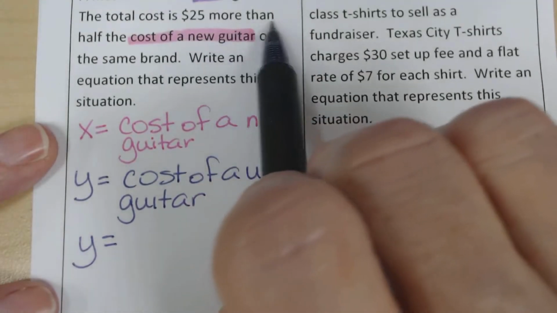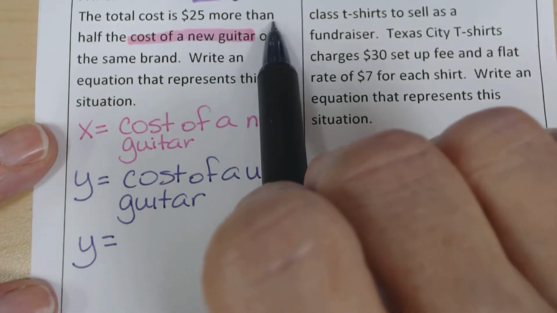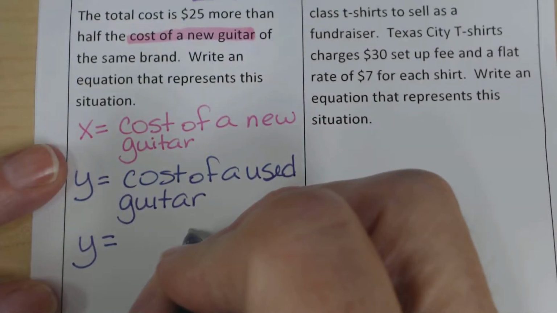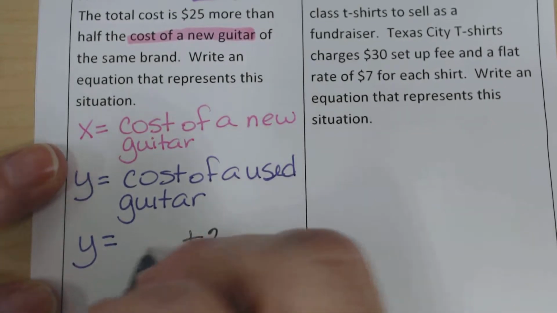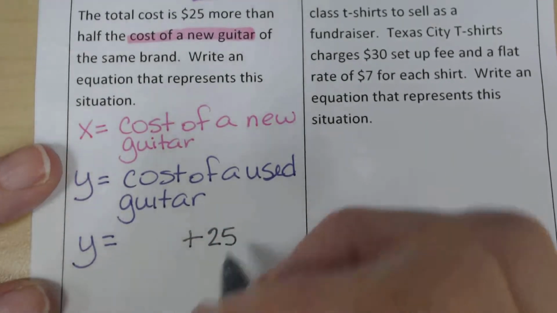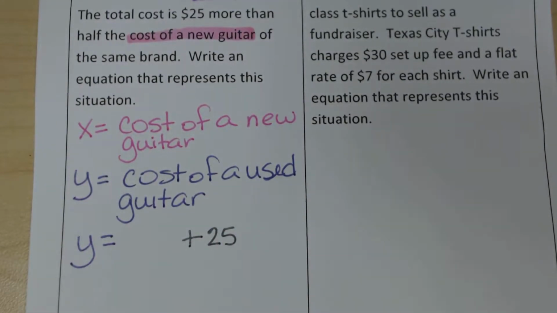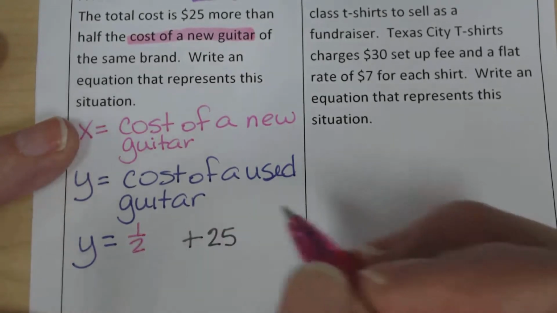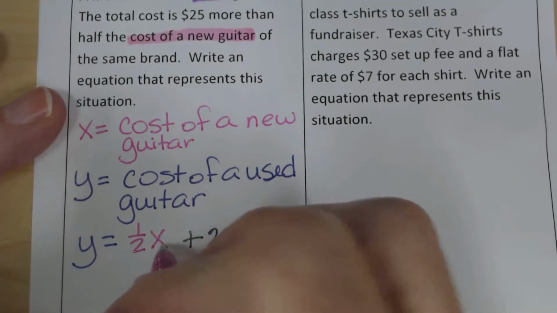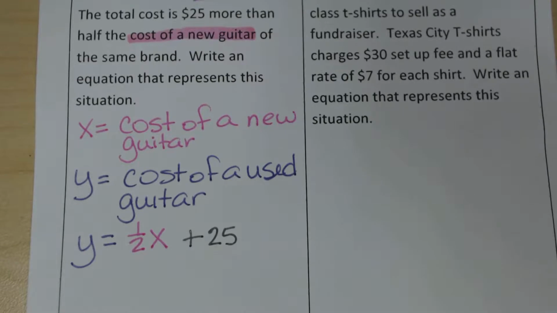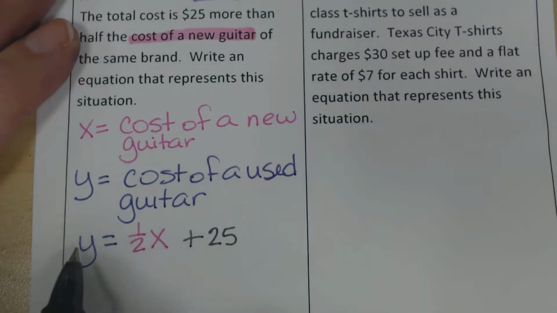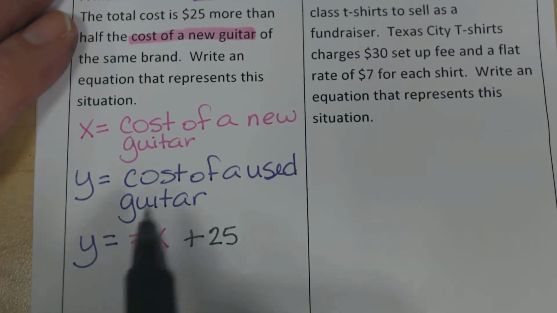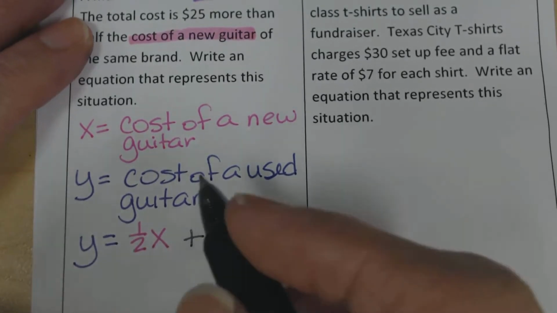Remember when we said more than was a phrase that meant we're going to add 25 to something else? So I'm going to go ahead and leave a little space here and know that I'm going to add 25 to that. Well, what am I adding 25 to? Half the cost of a new guitar. So half the cost of a new guitar, and X represents the cost of a new guitar, so it's 1/2 X. So I have the total cost of a used guitar is half the cost of a new guitar plus $25.